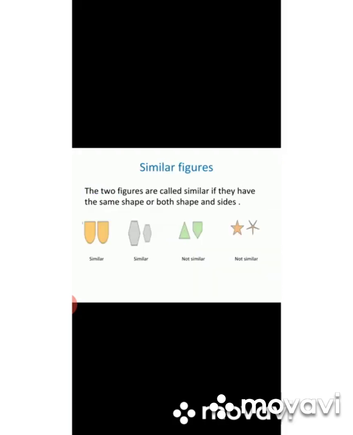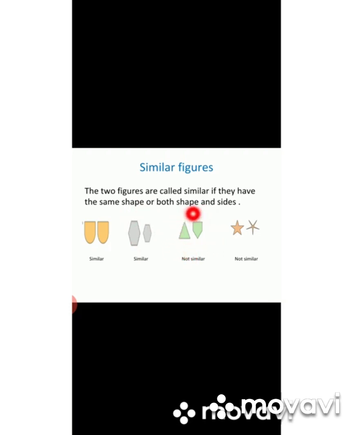Similar figures. Two figures are called similar if they have the same shape, or both the same shape and size. What does it mean? In the first example, in this figure, we have two similar figures. They have the same shape and the same size. In example number 2, we also have two similar figures because they have the same shape. They don't have the same size, but they are similar. Why? They have the same shape.